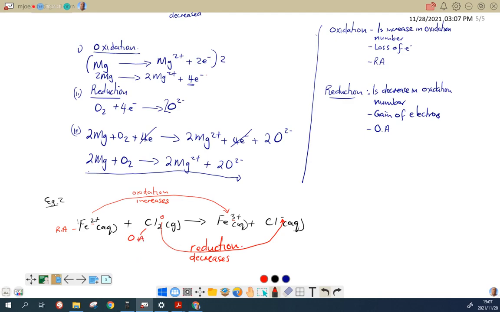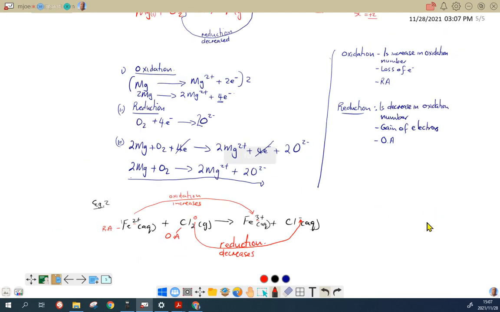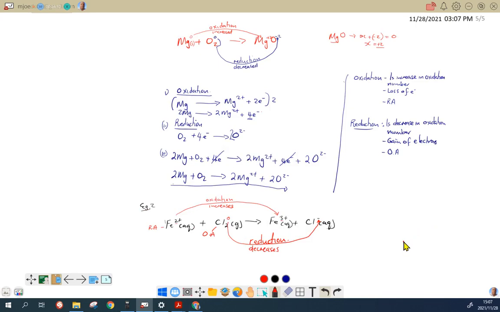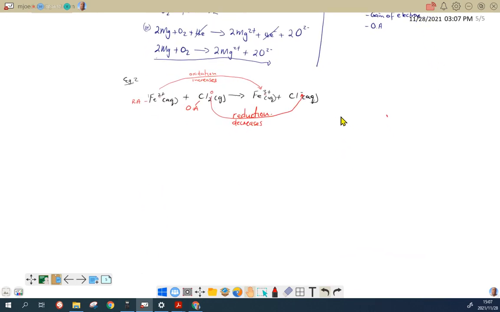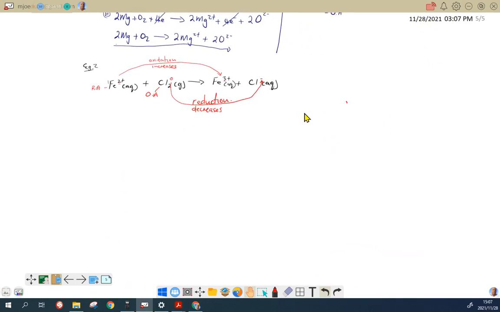You have identified basically all the species. Now you will write the half equations, and then when you write the half equations, you will be able to then balance that equation. So now let us look at the half equations that are involved. The first one that we're going to look at is the oxidation process.